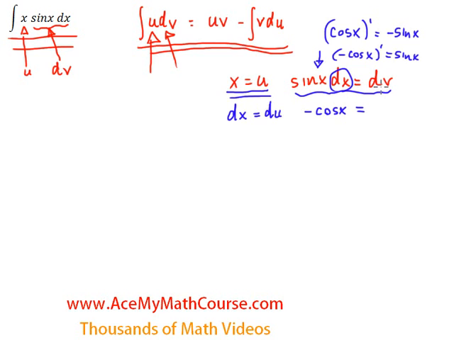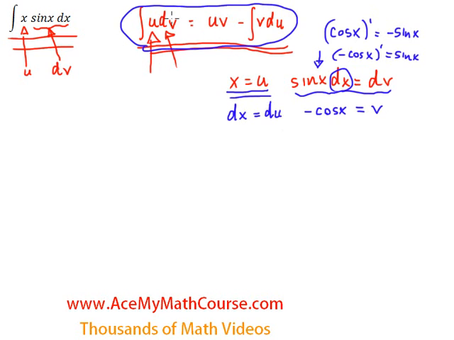So, okay, we got rid of the differential because we derived this. So if we integrate dv, we're just going to get v. So we essentially get rid of the differential as well. So negative cos of x is equal to v. Great. Now we can already use the formula, now that we have u and v.